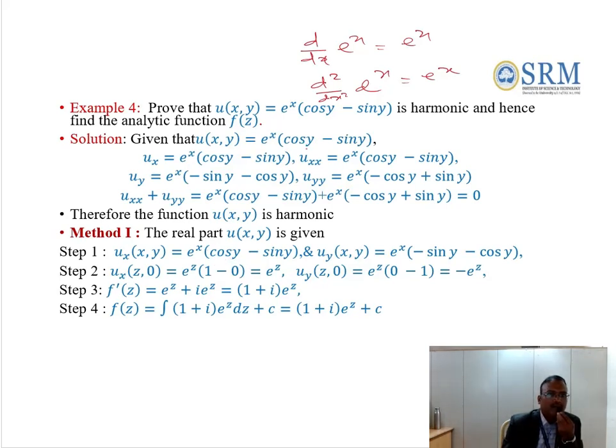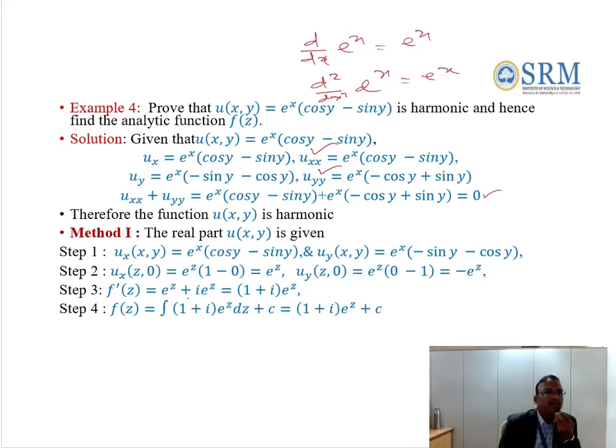Then you add uxx and uyy, that is e^x into (cos y minus sin y) plus e^x into (minus cos y plus sin y), that gives 0. So what does it say? It says that u satisfies the Laplace equation, that is, it is a harmonic function. Right. Now we have to calculate the analytic function f of z.